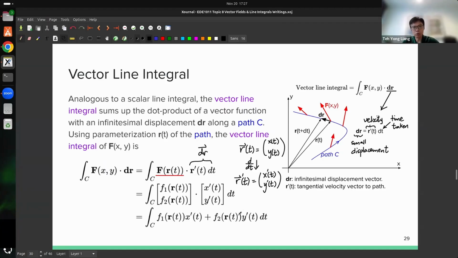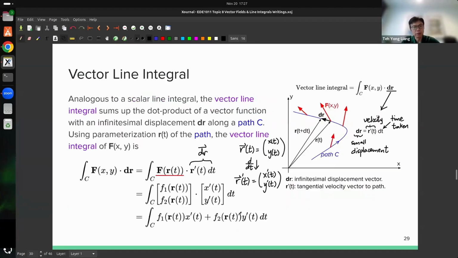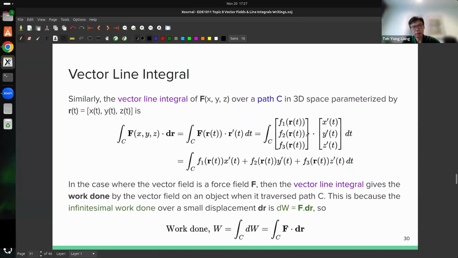Okay, so I'm going to do a demonstration later on. But in 3D, it's the same thing, just that you have an F3 component. Because for a path in 3D space, just like I mentioned, you can also take the work done, or compute the line integral. So you have F1, F2, F3, then you just dot product with the three-dimensional displacement vector.